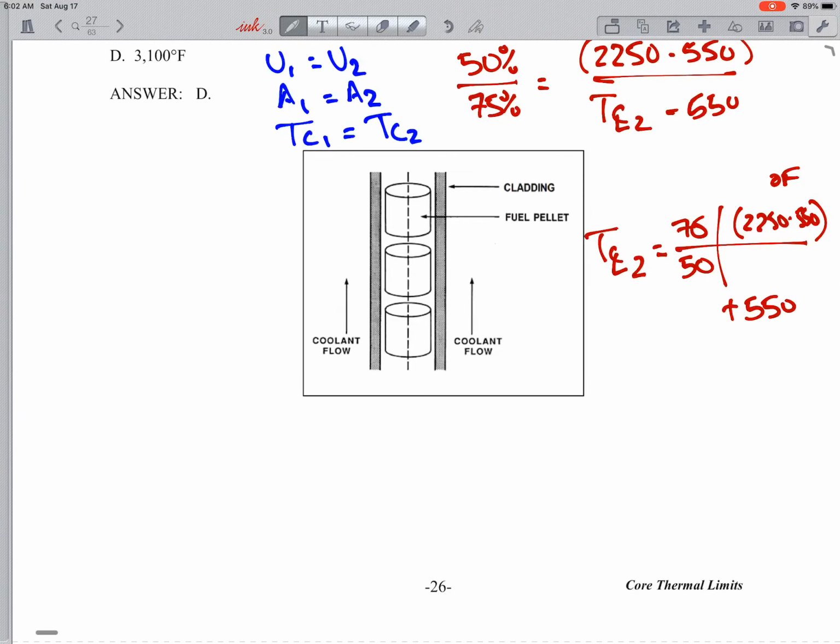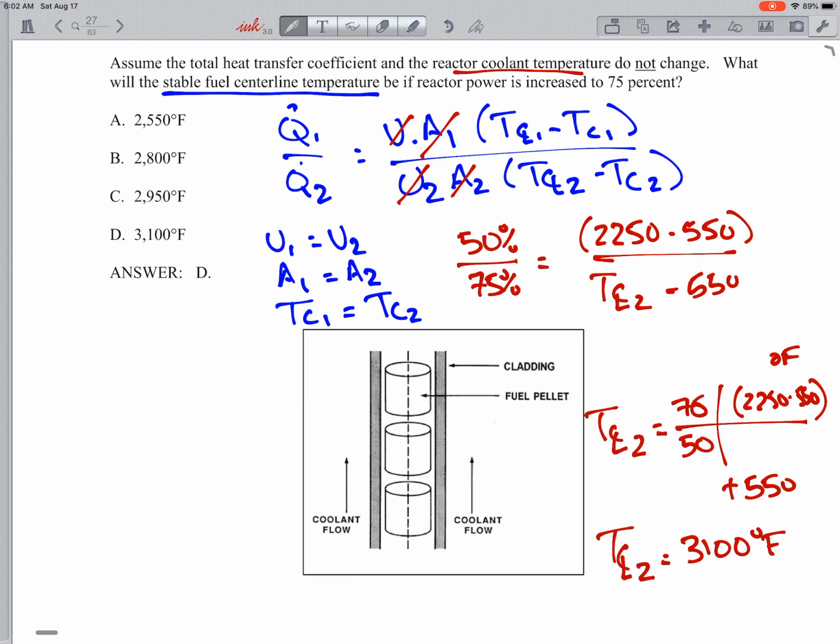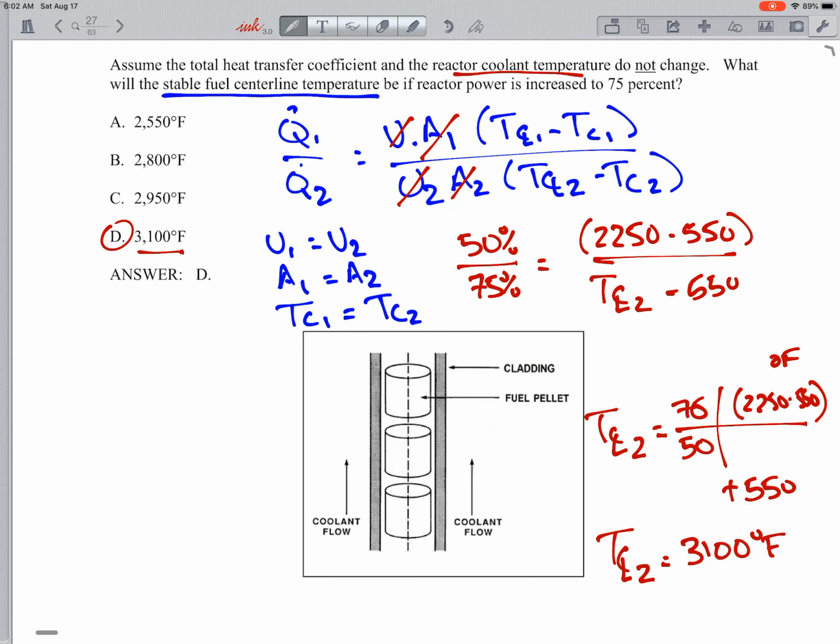All right. So now we go to the calculator. 75 times quantity 2250 minus 550 over 50, and that's going to be plus 550. I have 3100 degrees Fahrenheit. Temperature centerline 2 is equal to 3100 degrees Fahrenheit. It's going to be D, 3100.